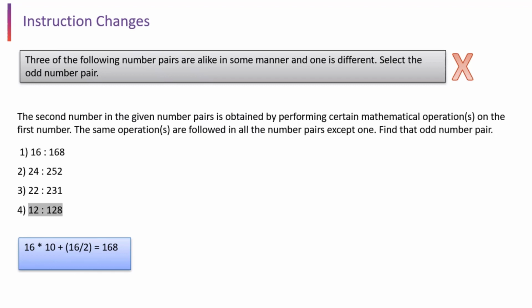Now, please ensure that these specific instructions are put in these types of questions. Here, instead of a simple instruction like 'three are alike in some manner', we have given that the second number is obtained by performing a certain mathematical operation on the first number. What the candidates would do is simply subtract 168 and 16, or add them, or there are thousands of operations that are possible. So we wanted to tell them that you perform some operation on 16 to arrive at 168. That is why we have changed the instruction to what it is right now.